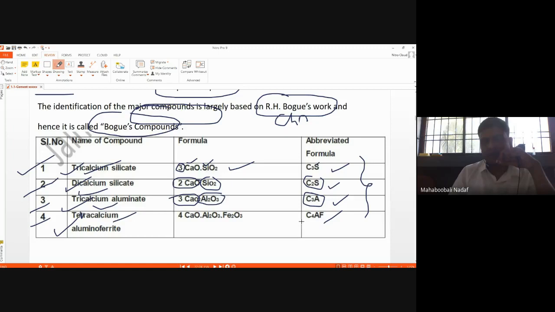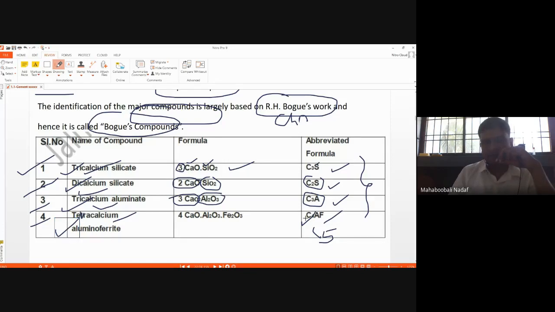Now the last compound, C4AF. C4AF means what? Tetracalcium, 4C. 4 means tetra, 3 means tri, 2 means di. Like that you have to say. If C5 is there, what name are you expecting? If five CaO is there, you can call it penta. Here only four is there, so we call it tetra.